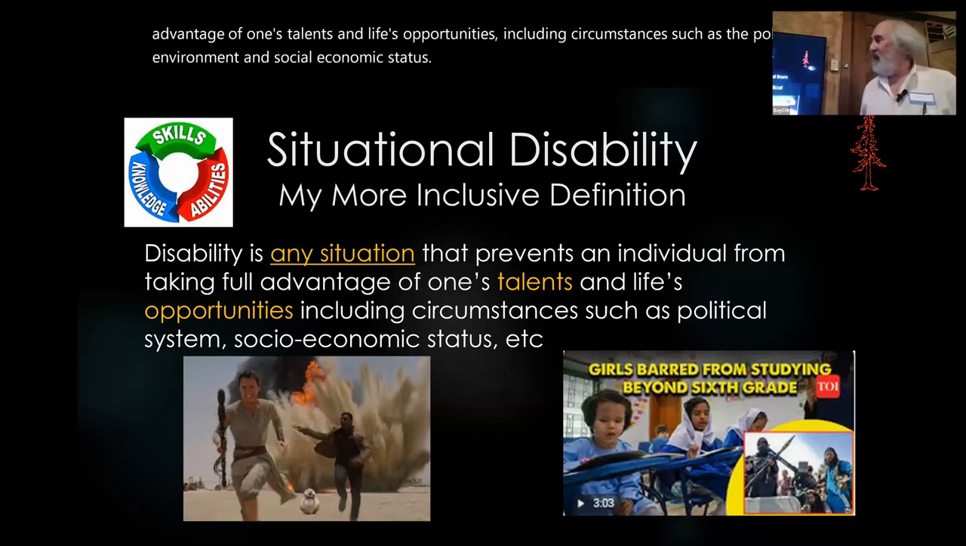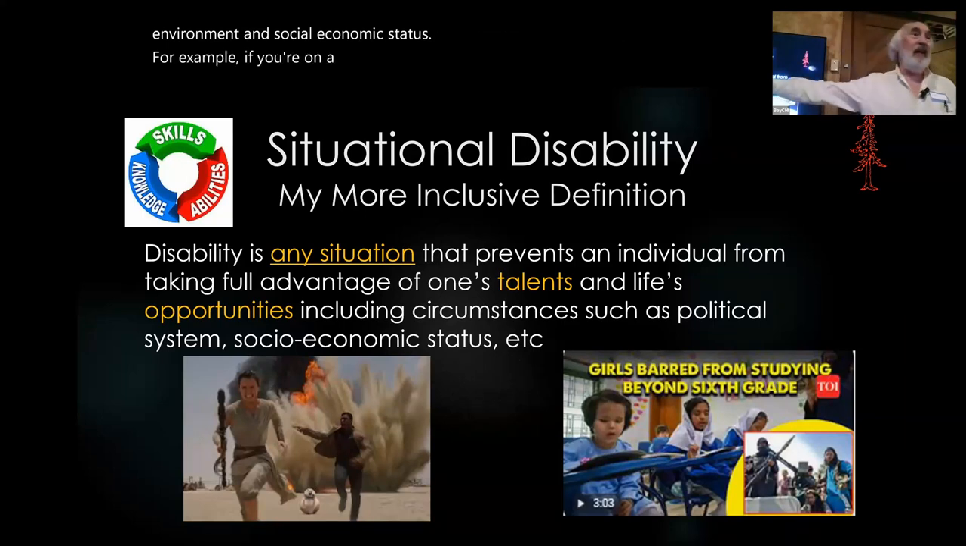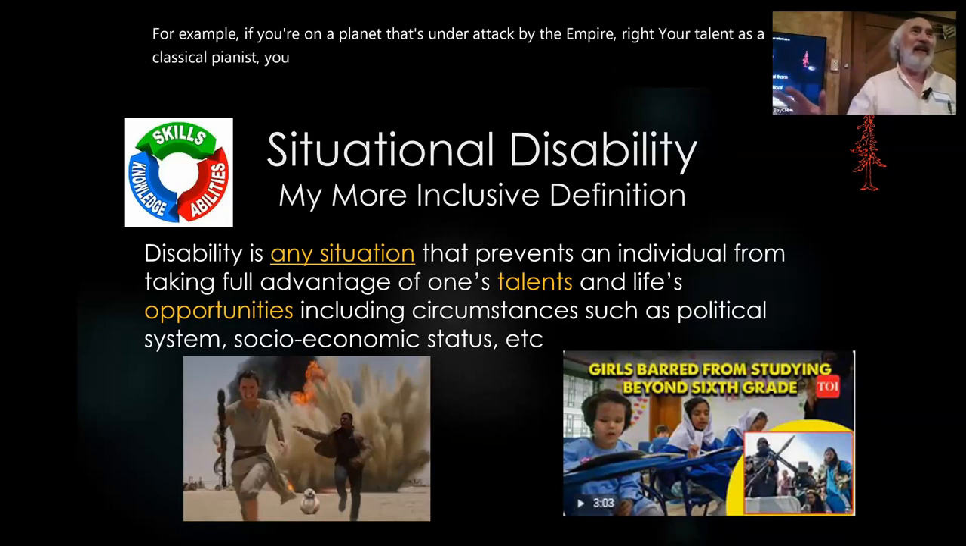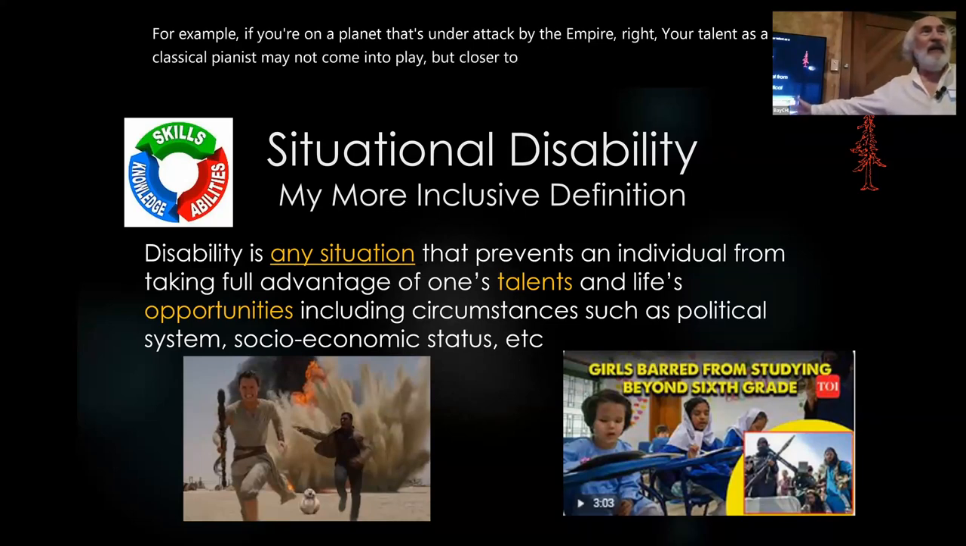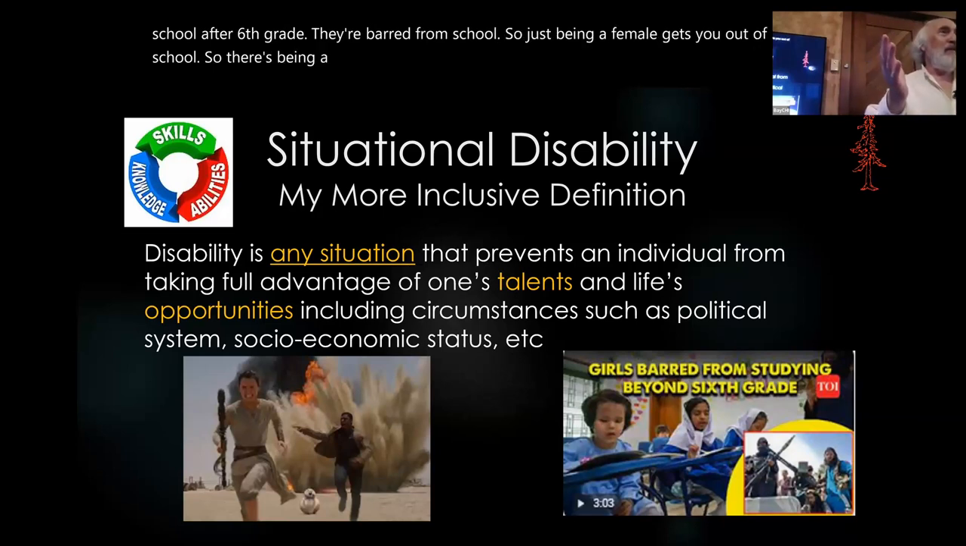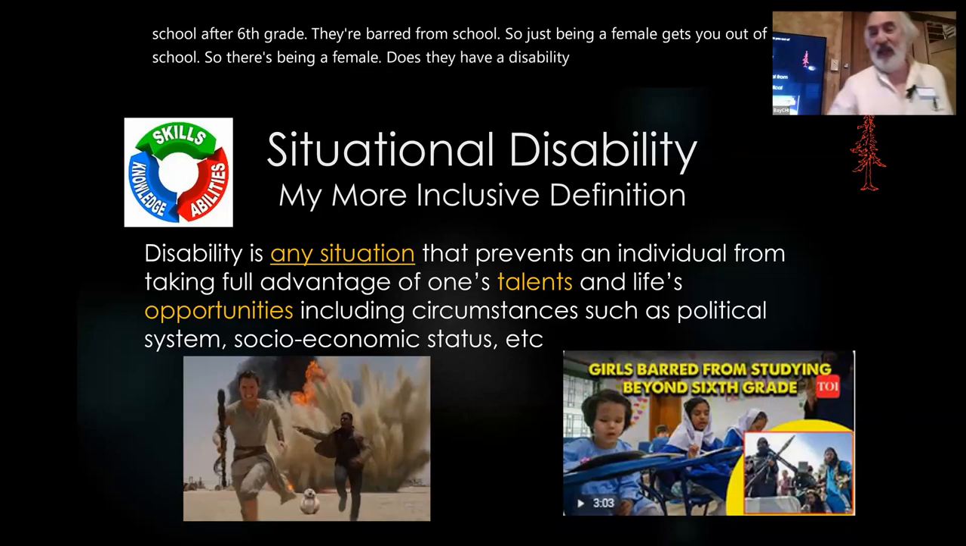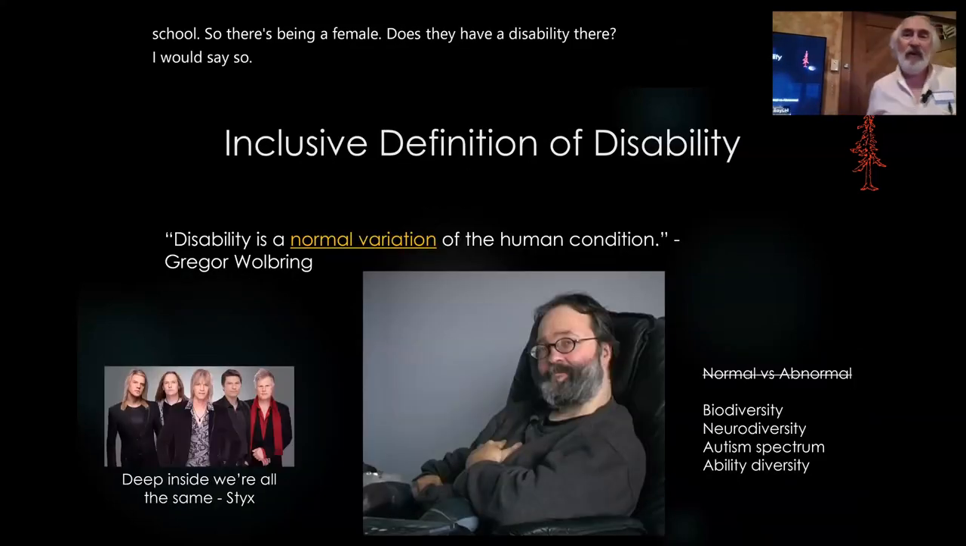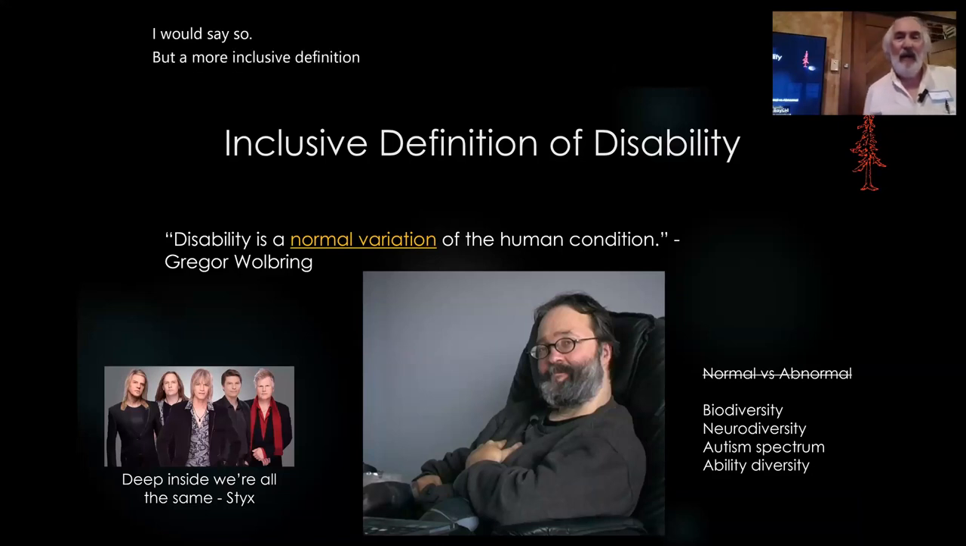For example, if you're on a planet that's under attack by the empire, right? Your talent as a classical pianist may not come into play. But closer to reality, in Iran, girls don't go to school after sixth grade. They're barred from school. So just being a female gets you out of school. So does being a female, is that a disability there? I would say so.